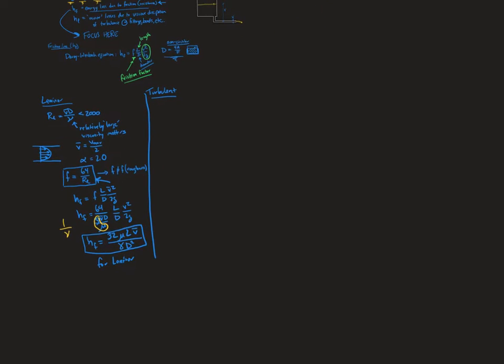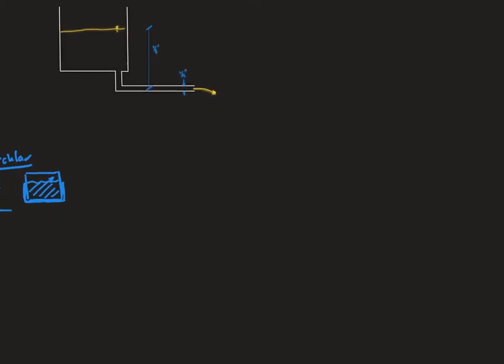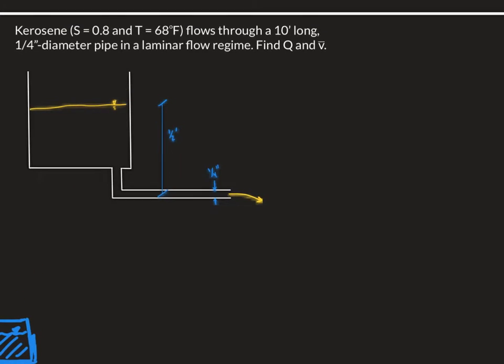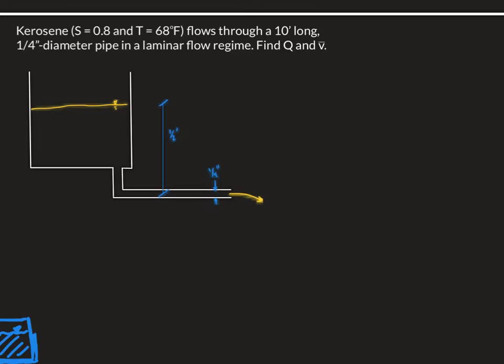So let's zoom out. And let's go over here. We have a sample of how we might use this. Kerosene, specific gravity of 0.8 at a temperature of 68 degrees F, flows through a 10-foot long, 1/4-inch diameter pipe in a laminar flow regime. It's interesting that they would give us that it's laminar. We could calculate that, but it's given. Find Q and V. Obviously if you have Q, you have V, or vice versa, so that makes it kind of easy.